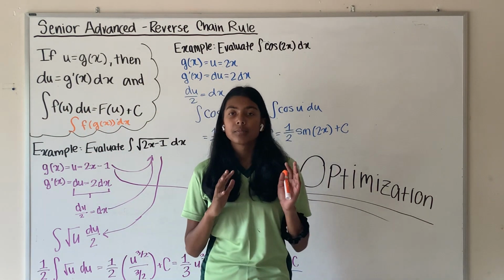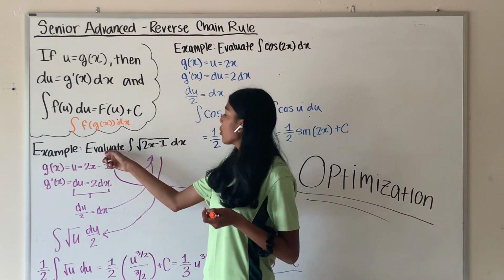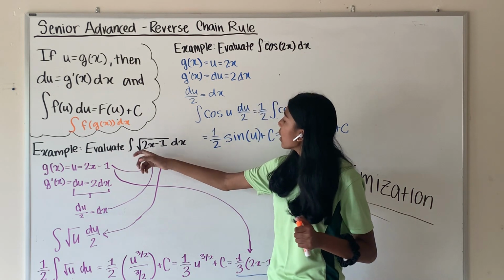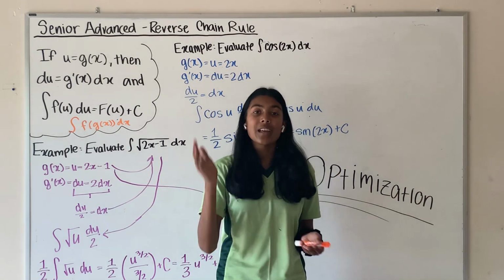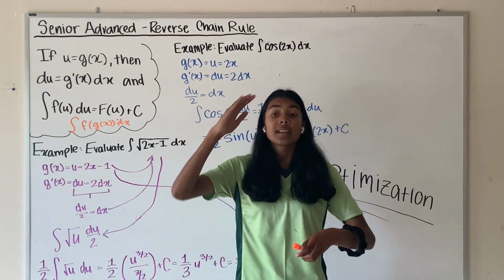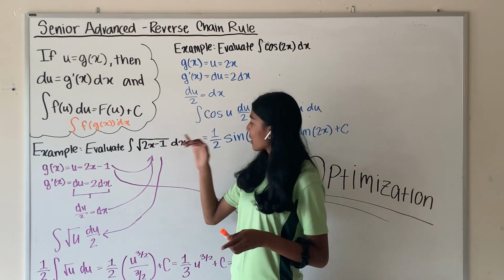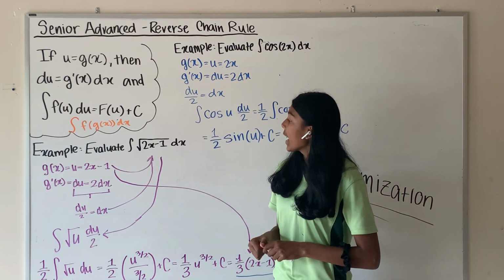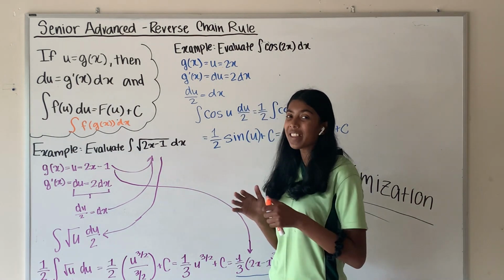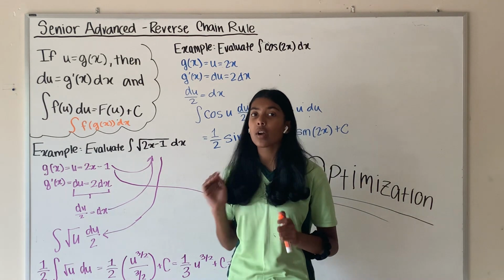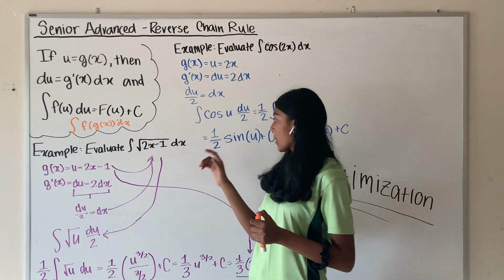So let's see how that works with an actual example. We have: evaluate the indefinite integral. These ones are indefinite; if it's definite, that means we find a number because it has an upper and a lower limit. Anyways, this is an indefinite integral, and we have the function, the square root of 2x minus 1. Looking at this again, our outer function, f of x, is going to be the square root, and our inner function is going to be 2x minus 1.